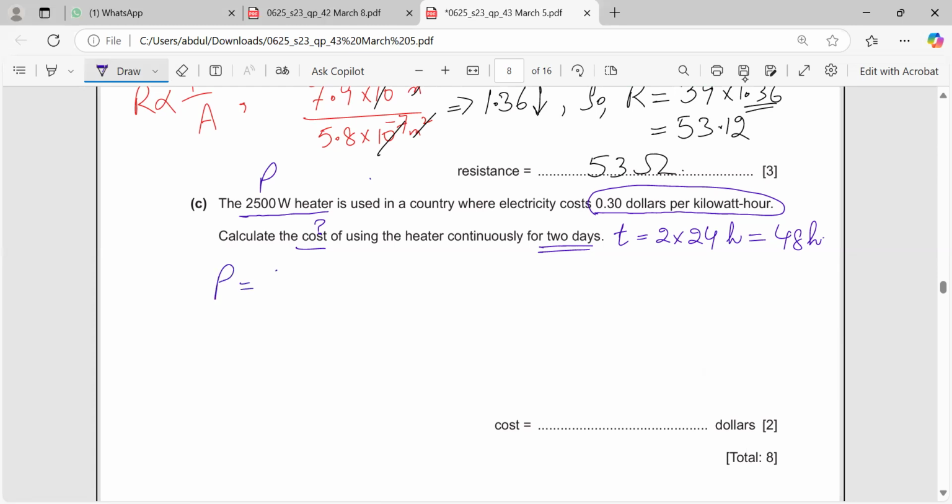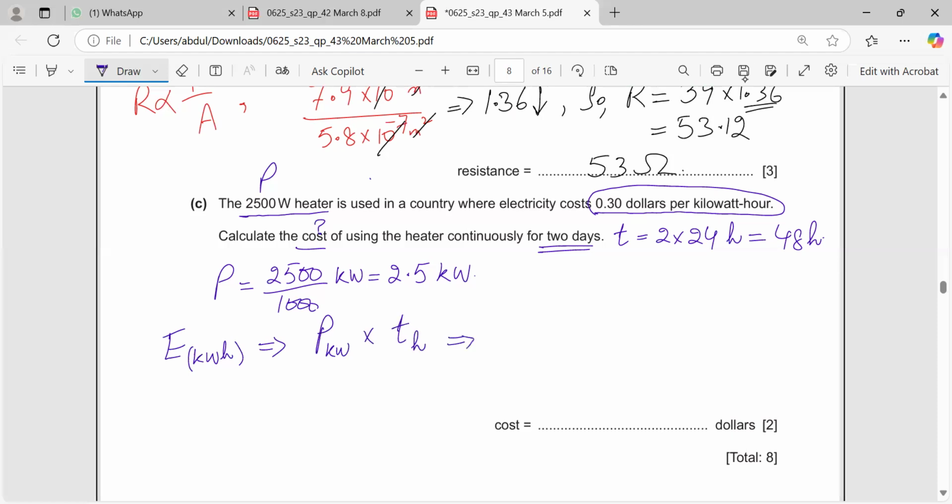So we can make it 2500 divided by 1000. So it will be no more in watts. It will be equal to power in kilowatts, and that is equal to 2.5 kilowatt. Now, cost of electricity. First of all, we need to know energy in kilowatt hours. So what is the formula for that? Power in kilowatt times time in hours.